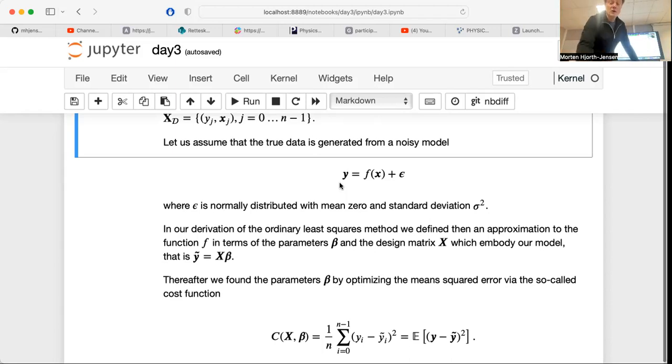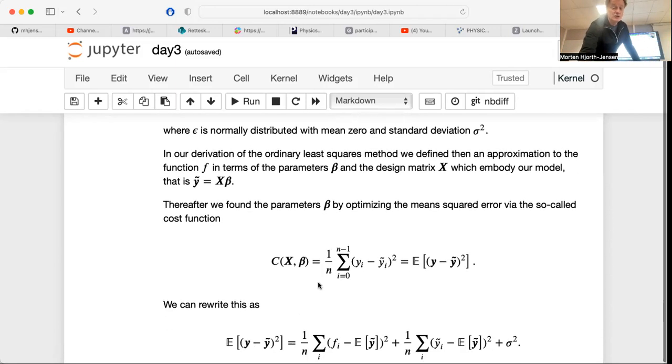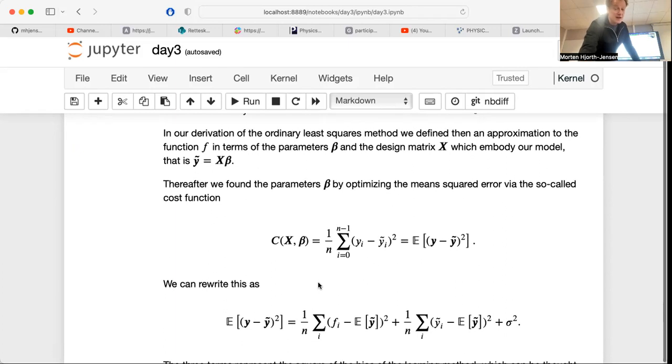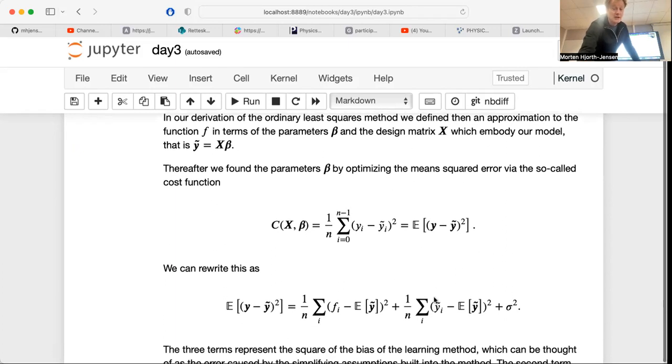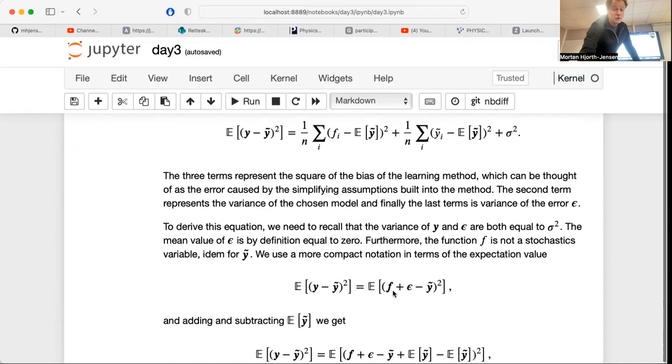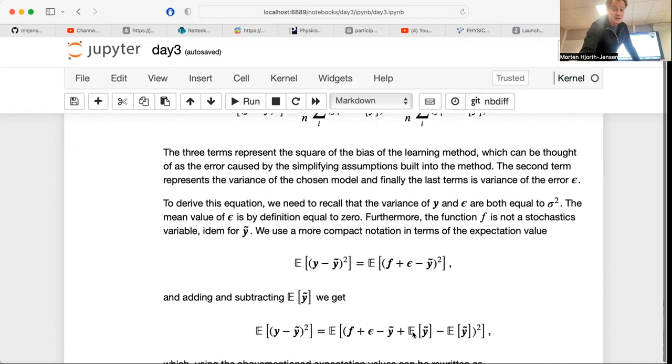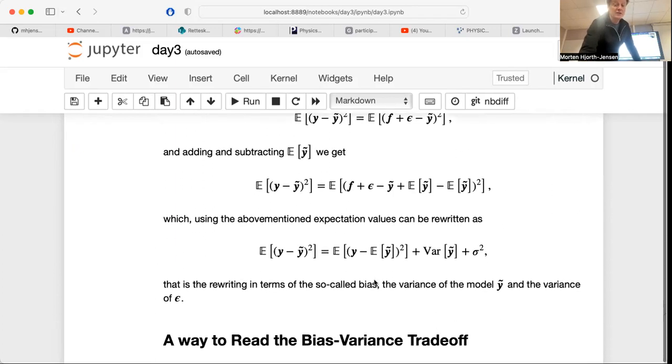And when you do that, when you look at the mean squared error, what you can do is add and subtract the expectation value of y. Then when you write out the squares, you can reorganize everything in terms of this bias and this variance of the model itself. So just treat this as a way to interpret your data.